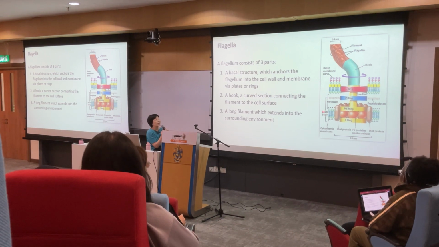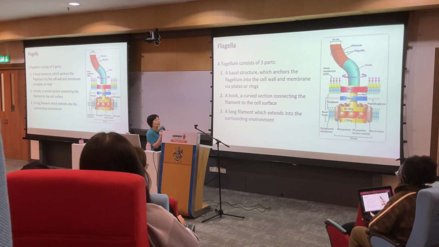This is gram-negative. For gram-positive, you remember it does not have the outer membrane, it only has the peptidoglycan and the inner membrane, only two layers. So for gram-positive, most of them likely only have 2 rings instead of 4 or 5 rings like the gram-negative bacteria.